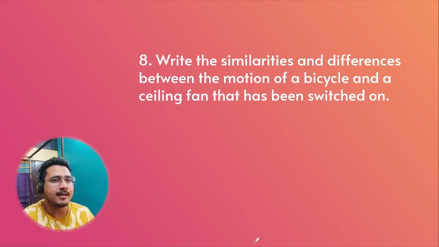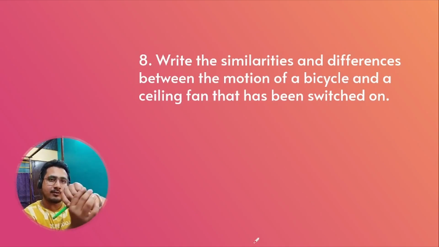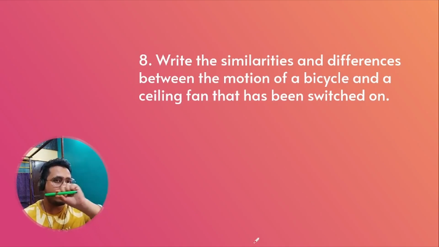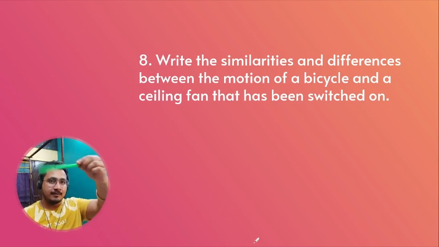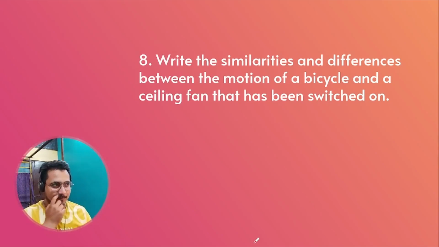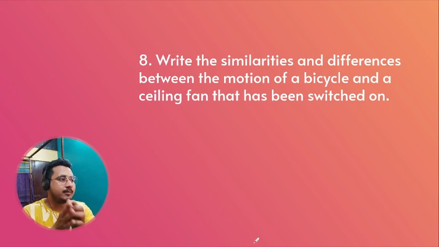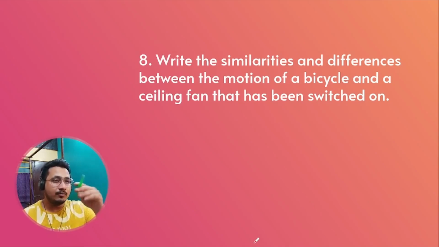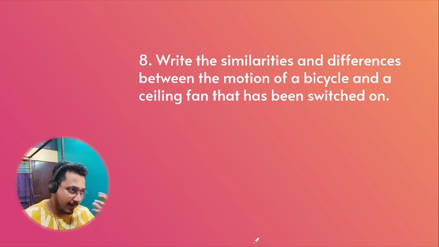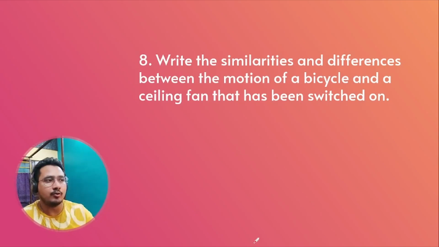Now, what is happening in case of the bicycle? The wheel of the bicycle is rotating. But that doesn't mean that the bicycle is also rotating. It is not happening, right? The bicycle is moving in a straight line. Now, what is happening for the fan? The blade of the fan is rotating like that. So that means what? The motion of the bicycle is a linear motion. But the fan is not a linear motion. It is a circular motion. So that is the actual difference between these two. The bicycle is in a linear motion, and this is the circular motion.